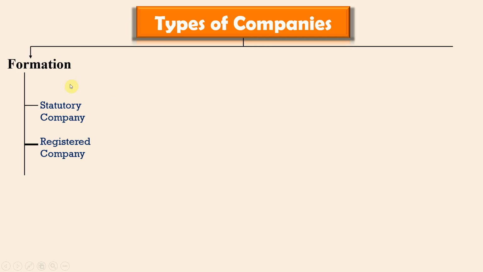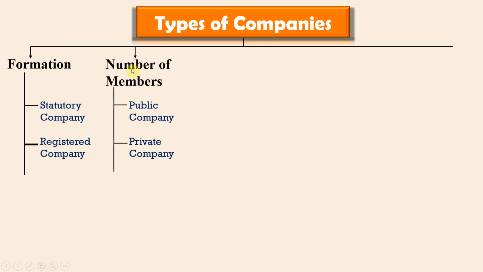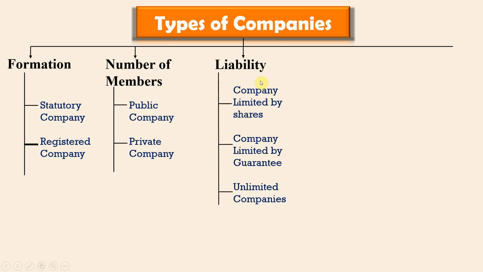On the basis of formation, there are two types of companies. First one is statutory company and registered company. On the basis of number of members, again there are two types, that is public company and private company. Next, on the basis of liability, you can see three types of company, that is company limited by shares, company limited by guarantee, and unlimited companies.